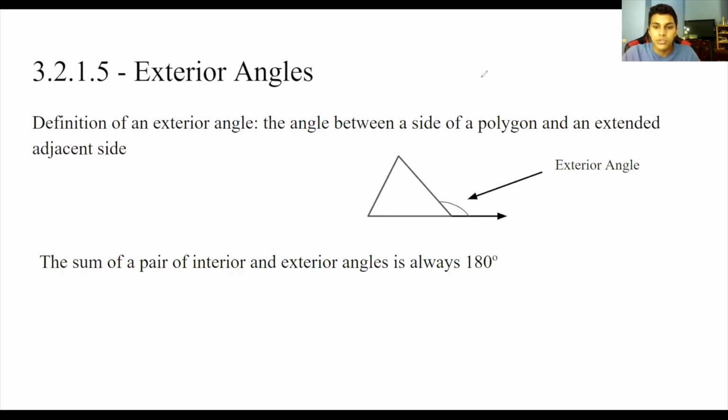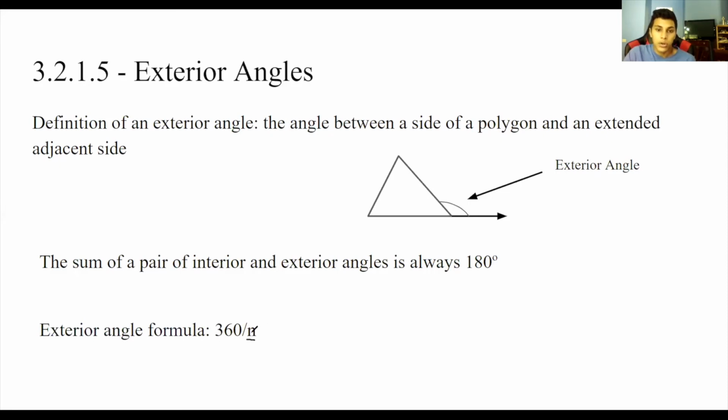Now, since this is true, we can actually create a formula to figure out the measure of one exterior angle in a regular polygon. Because in a regular polygon, since all the interior angles are equal, all the exterior angles are also equal. So the formula we can use then is 360 divided by n, where n again is the number of angles or number of sides in a shape.